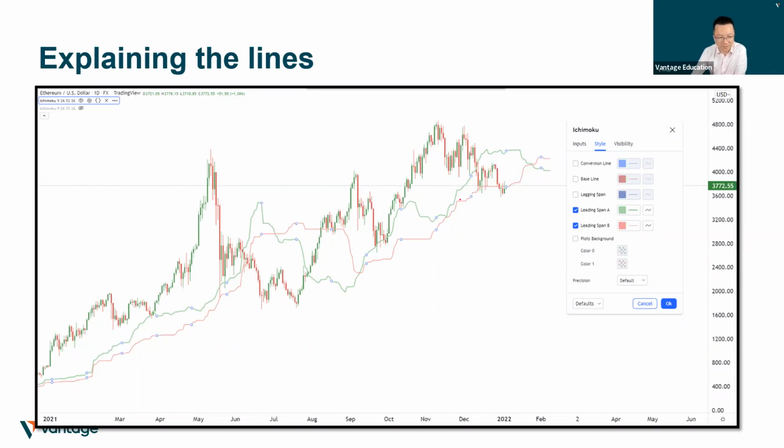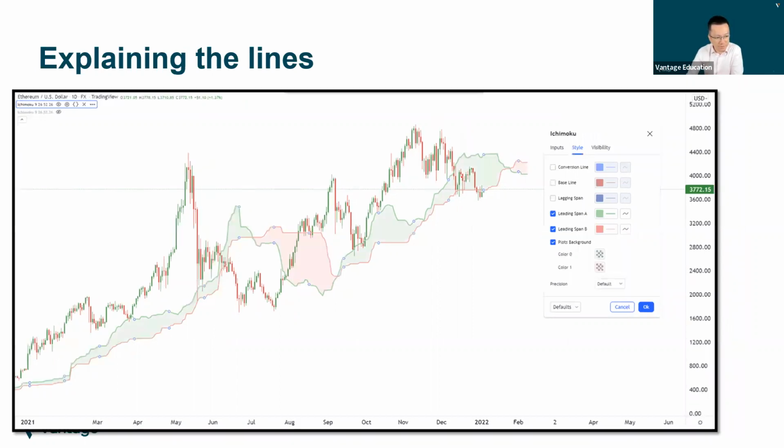And you can see that when the green line is above the red one, we form that upward cloud, or that green cloud. And if the red line is above the green line, or leading span A, then we're going to see that downward or red cloud. At this point, you can see that. Once you get it shaded in, you can see that's your green cloud and red cloud.